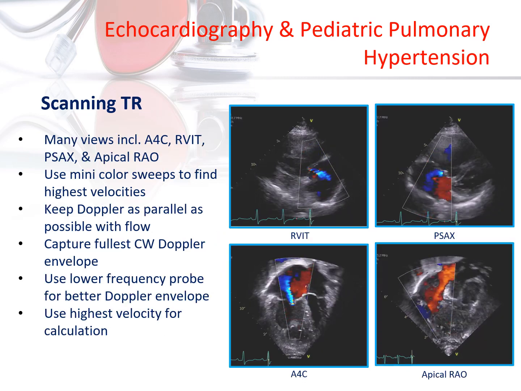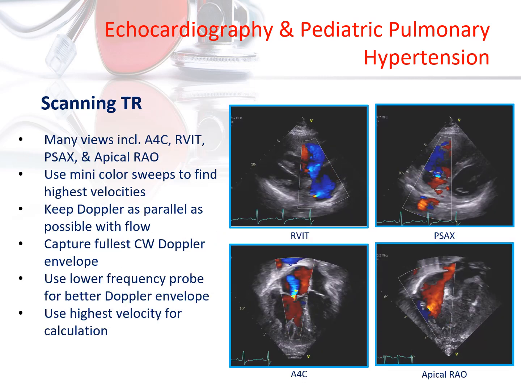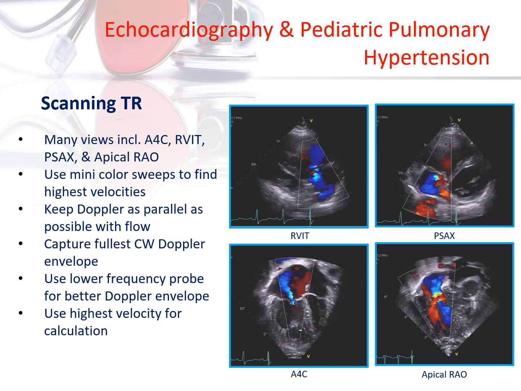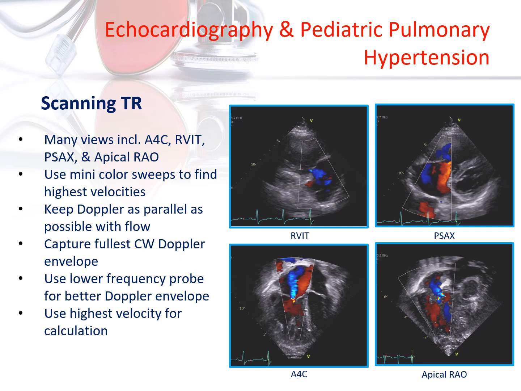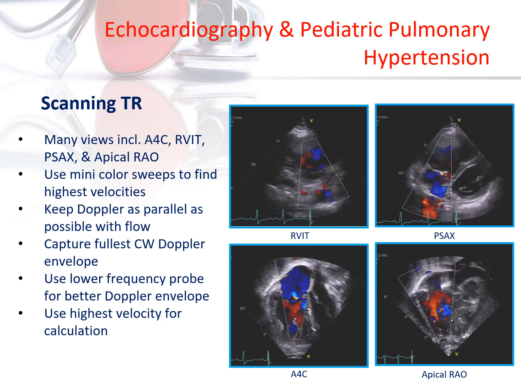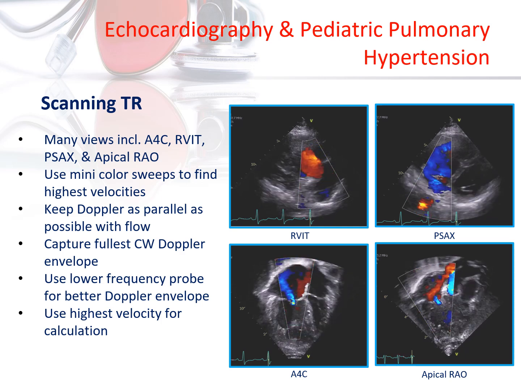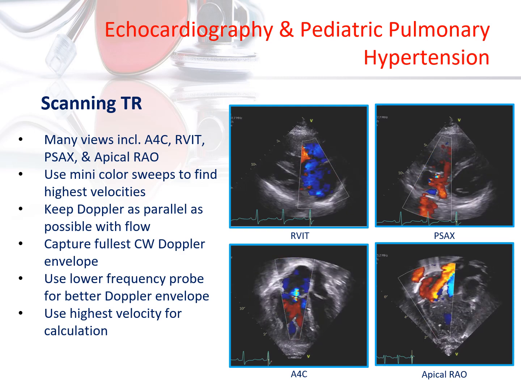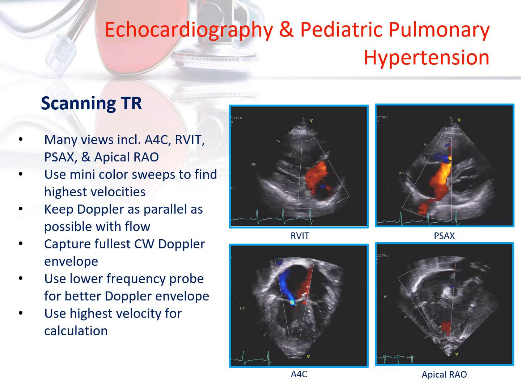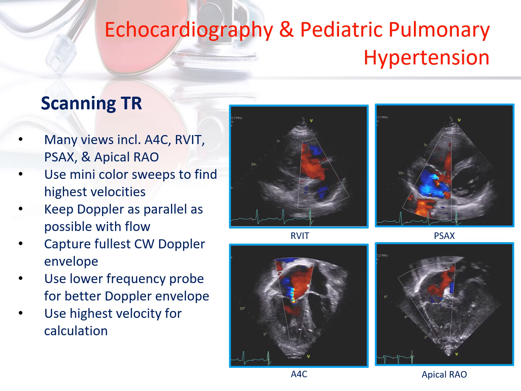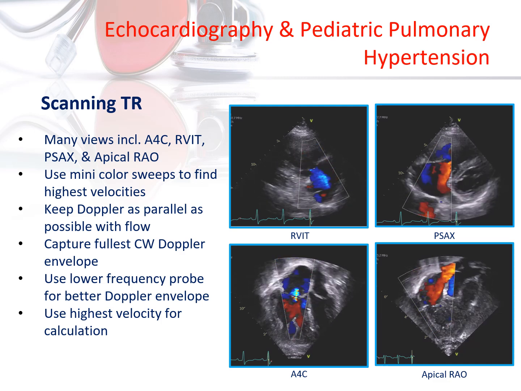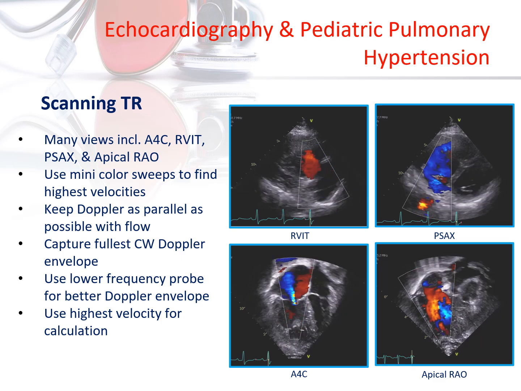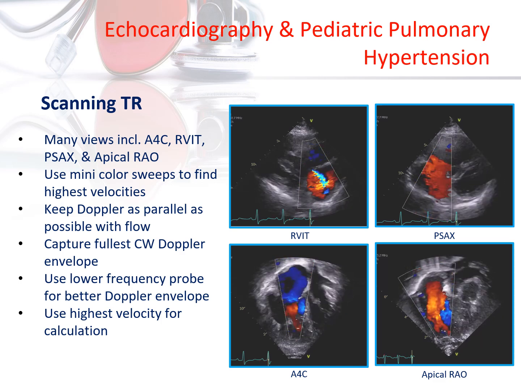Scanning TR, there's a lot of great views for this, including apical four chamber, RVIT, parasternal short, and apical RVOT. What you want to do is use little mini color sweeps to find the highest velocities. You want to keep your Doppler as parallel as possible to the flow. This is going to apply to all lesions. We all know that the more parallel your Doppler is to the flow, the higher the velocities and the more accurate they are. Then you want to capture the fullest CW Doppler envelope. If it's not complete, try switching to a lower probe to complete that envelope, and then you want to use the highest velocity for your calculation.